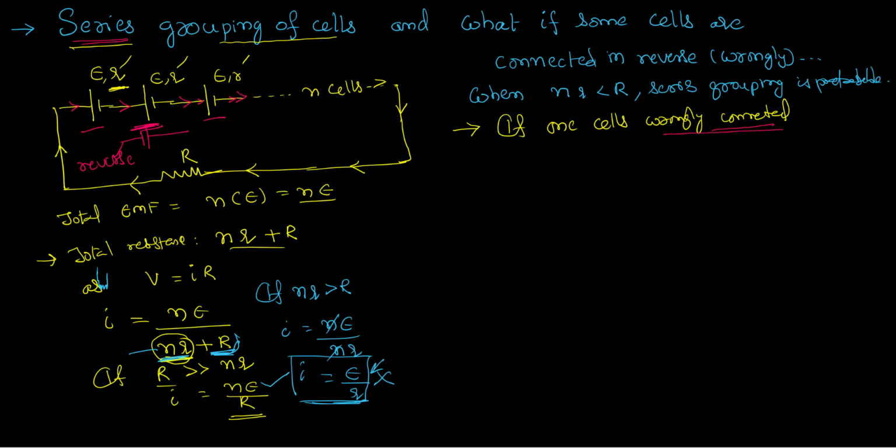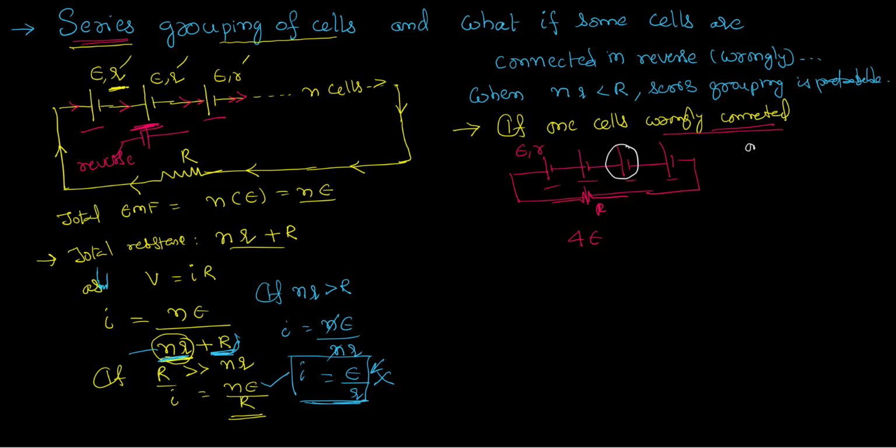Therefore, say for example, I will connect some 4 cells, 1, 2, 3, 4 cells, each one having EMF E and internal resistance r, connected in series to an external resistance capital R. Now the total EMF will become E plus E plus E plus E, 4E. But say for example, now I have connected one cell wrongly.